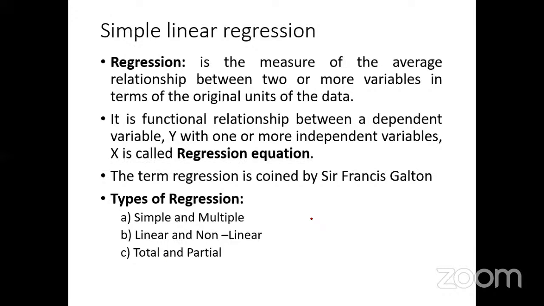Now next we move further to the simple linear regression equation. Regression measures the average relationship between two or more variables in terms of the original unit. It shows the functional relationship between dependent variable y and independent variable x, and it is called a regression equation. There are again types: multiple or simple regression, linear and non-linear regression, and total and partial regression. When y is your dependent variable and x is your independent variable, and you are considering only two variables simultaneously, it is called simple regression.